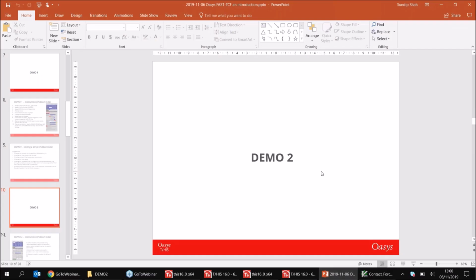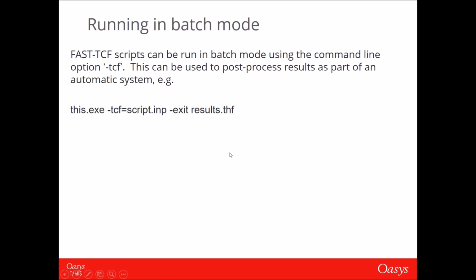Okay, so those are the 2 demonstrations. We'll just go back to the slides now. Okay, so we're going to talk about running in batch mode. FAST-TCF scripts can be run in batch mode using the command line option -TCF. So this can be used as part of your automated post-processing. An example of the command that you would give is this.